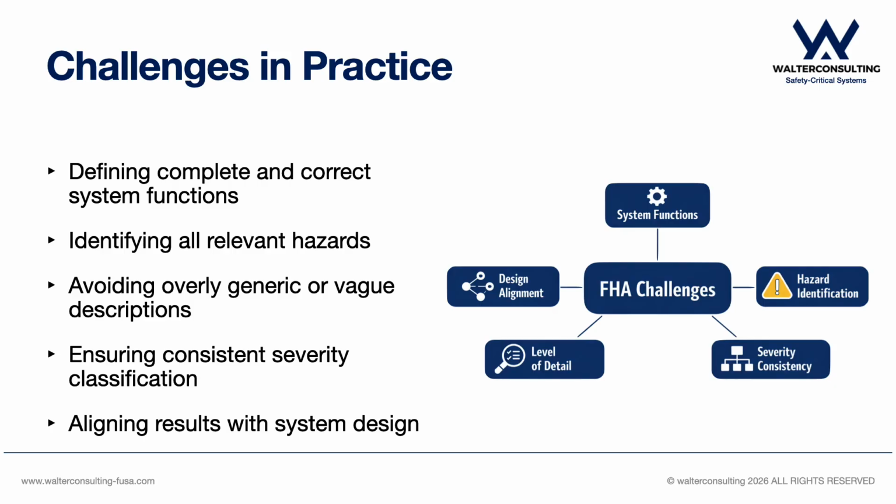What challenges arise in practice? One of the main challenges is defining system functions correctly. If functions are incomplete, hazards may be missed. Another challenge is identifying all relevant hazards. It is easy to overlook less obvious scenarios. There is also a risk of being too generic. Hazards must be described clearly and precisely. Consistency in severity classification is another important aspect. And finally, FHA results must align with system design. Otherwise, they do not provide real value.